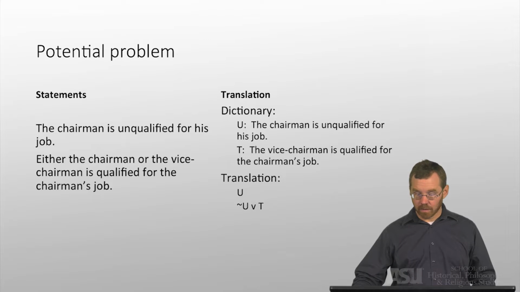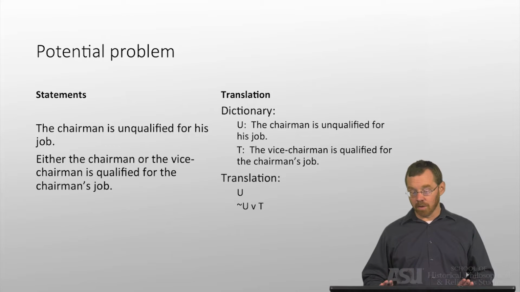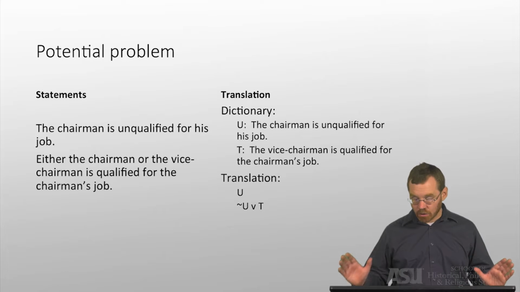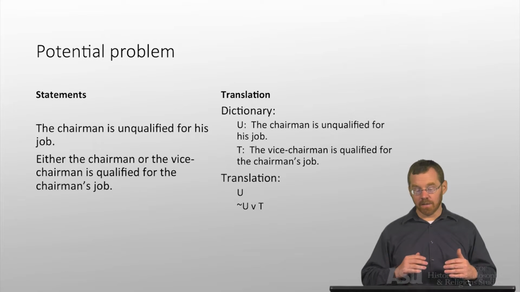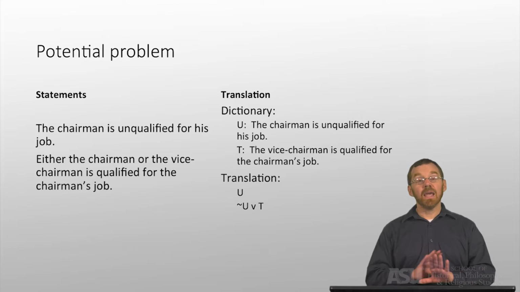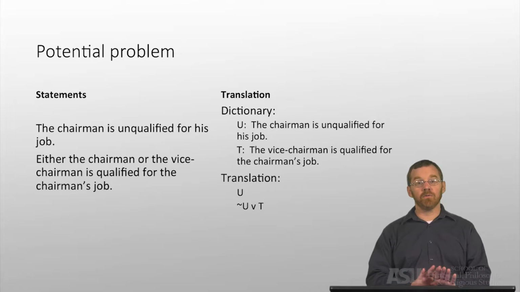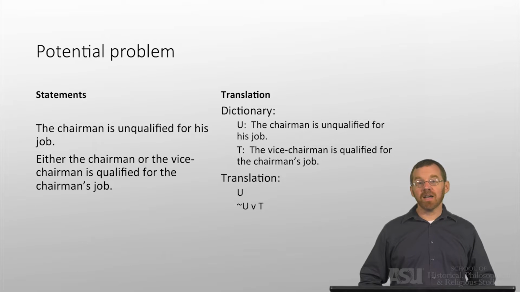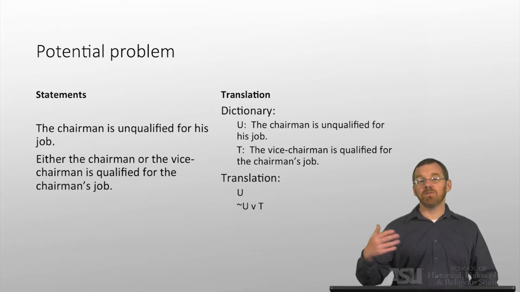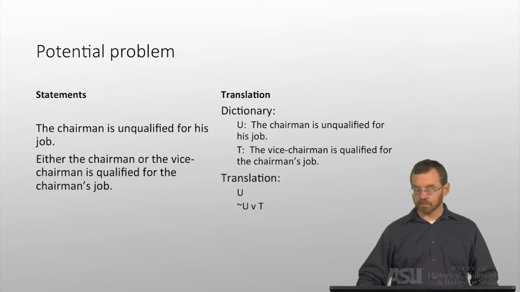Now, notice I could also have done this. The chairman is unqualified for his job. T, the vice chairman is qualified for the chairman's job. Translation: U, and then tilde U wedge T. Either of those would be correct. If you had it on a writing assignment, I would give you full credit. I find it easier and clearer to get rid of the negative terms like unqualified.